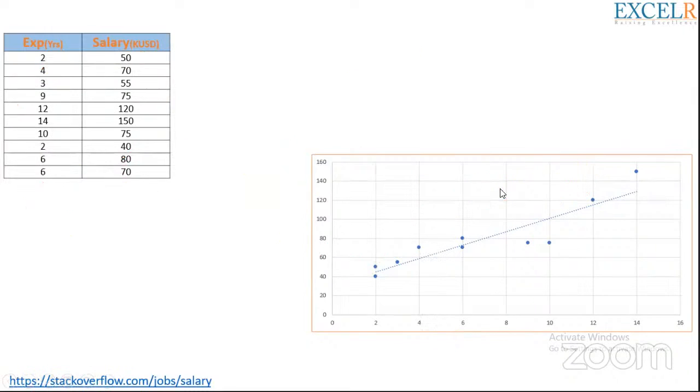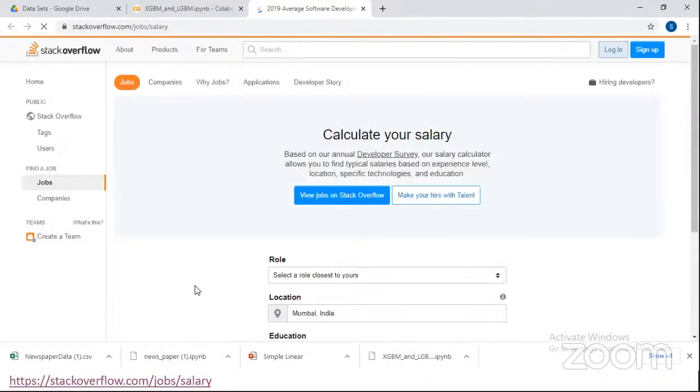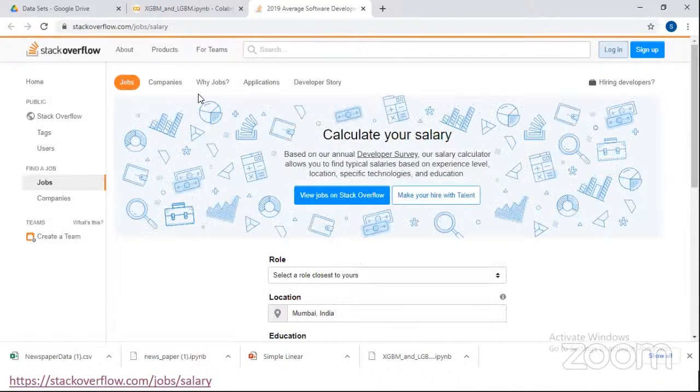This is similar to a real life application. Let me show you. So this is Stack Overflow. The same thing that we have done, using this site you can find out, based on the location, experience, domain and technical skills, how much a person should get in the industry. I'm posting this in the comment section, so you can also play around with this.